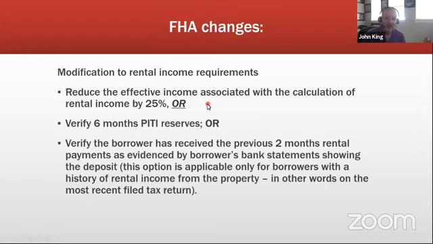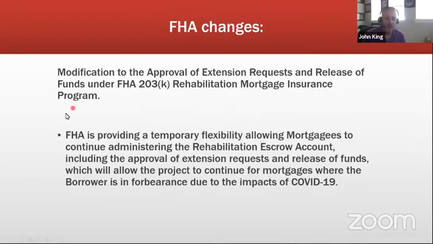The last thing FHA said is they're giving more flexibility if work cannot be done on a renovation loan within the time frame prescribed. They're granting exceptions, and they're really relaxing that part a little bit and giving lenders more flexibility there.